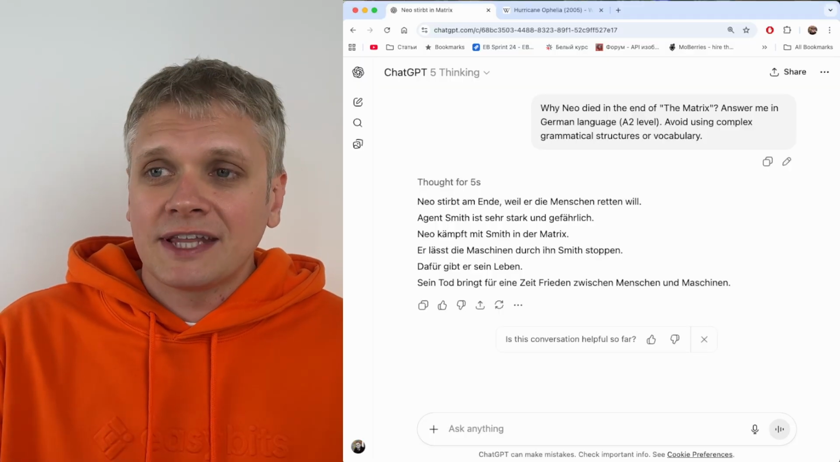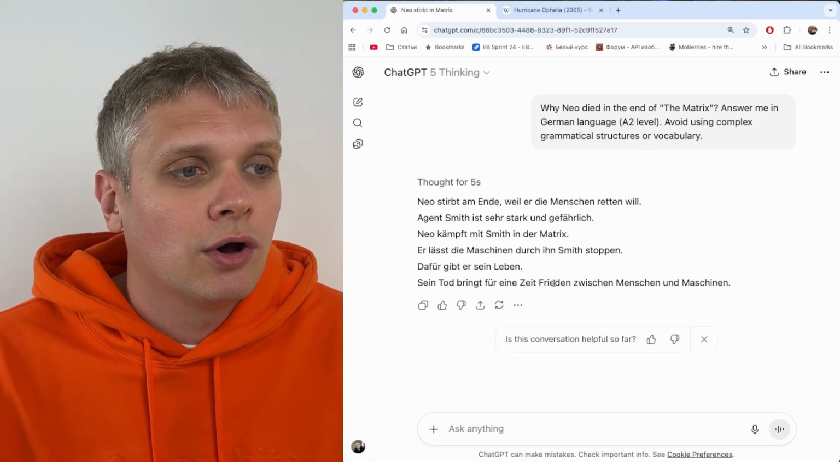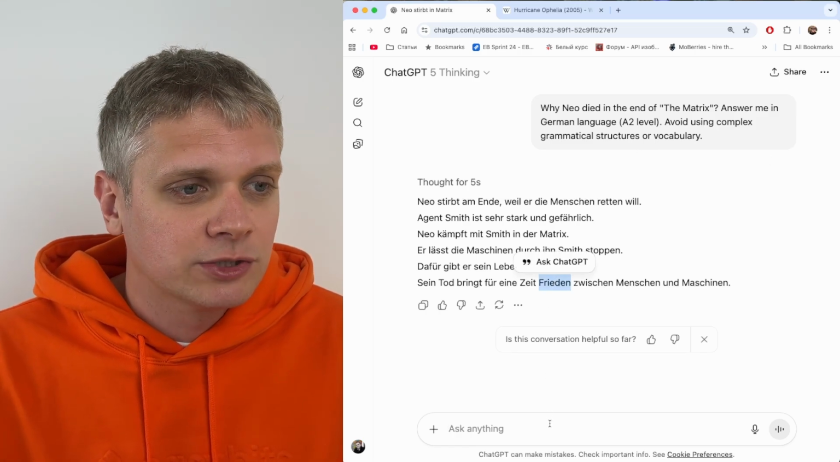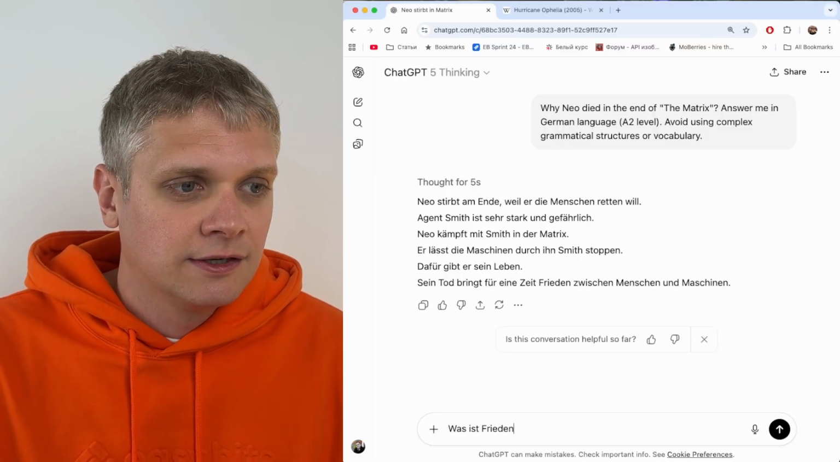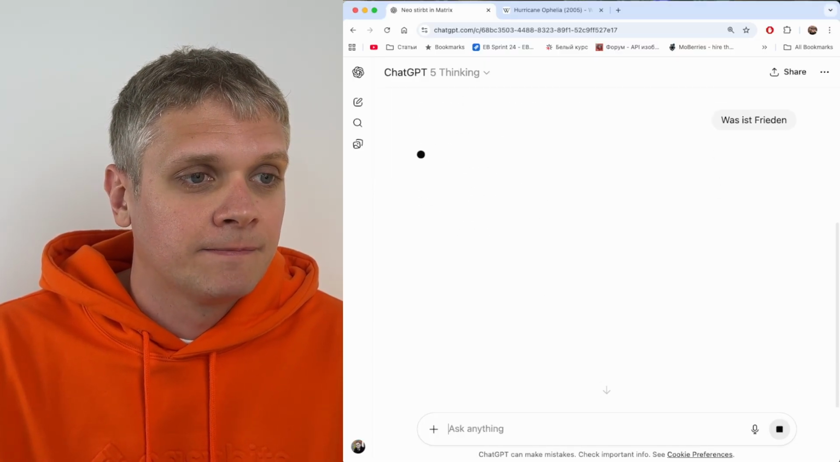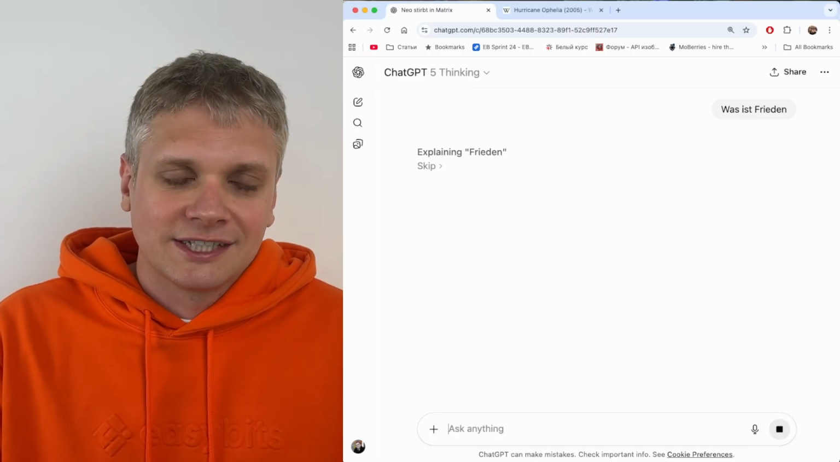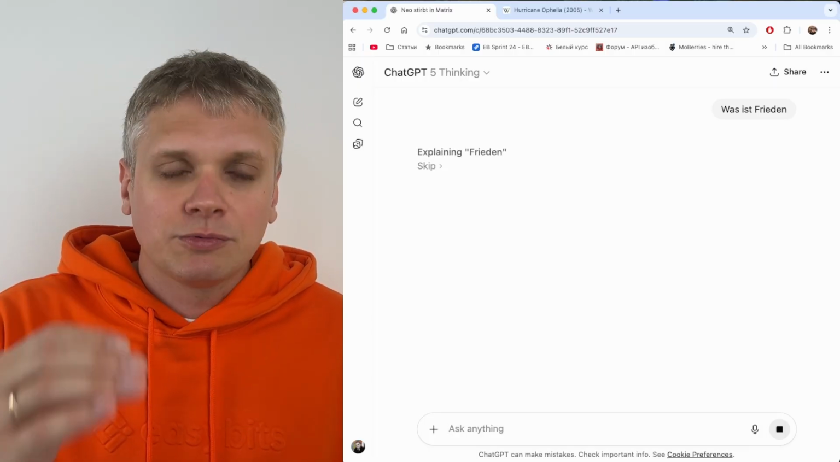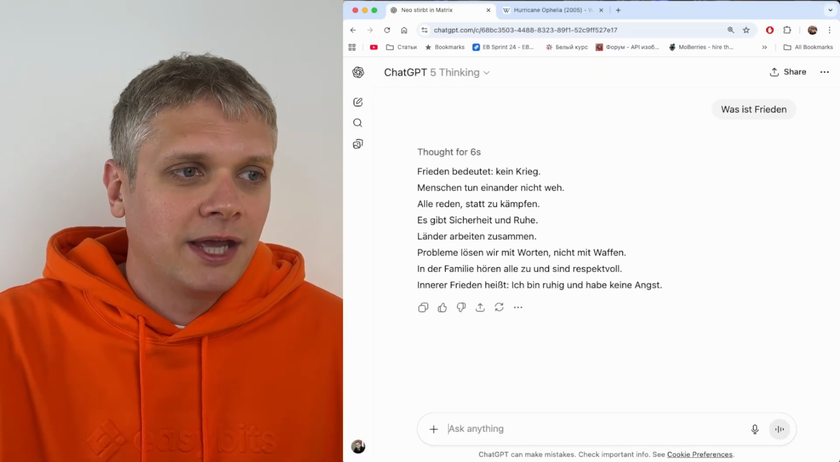And the best part is that I can keep interacting with this chat. So for example, if I don't know some word, for example this one, I can ask it, was ist Frieden? And now it knows that it should answer me on some specific language level, and it will continue producing text on this level, the text that I will be able to understand.